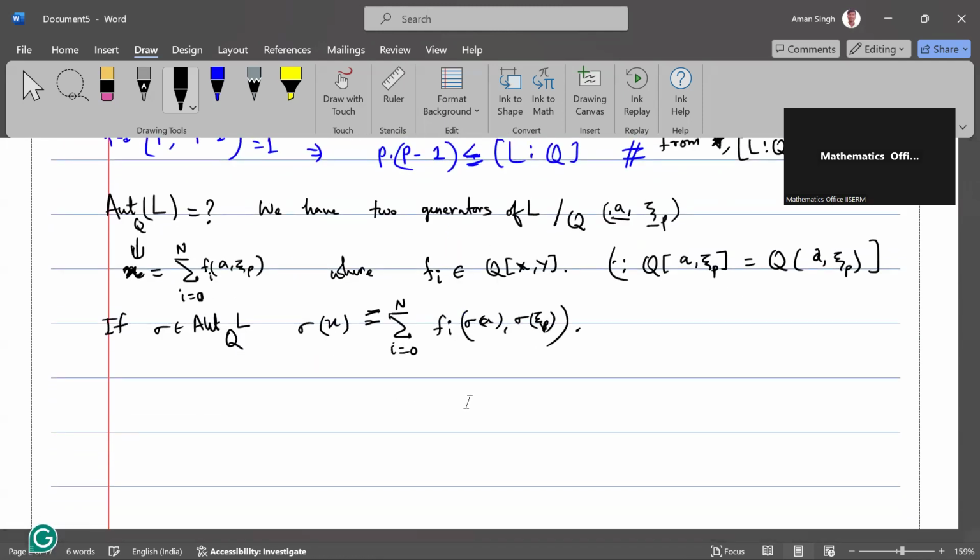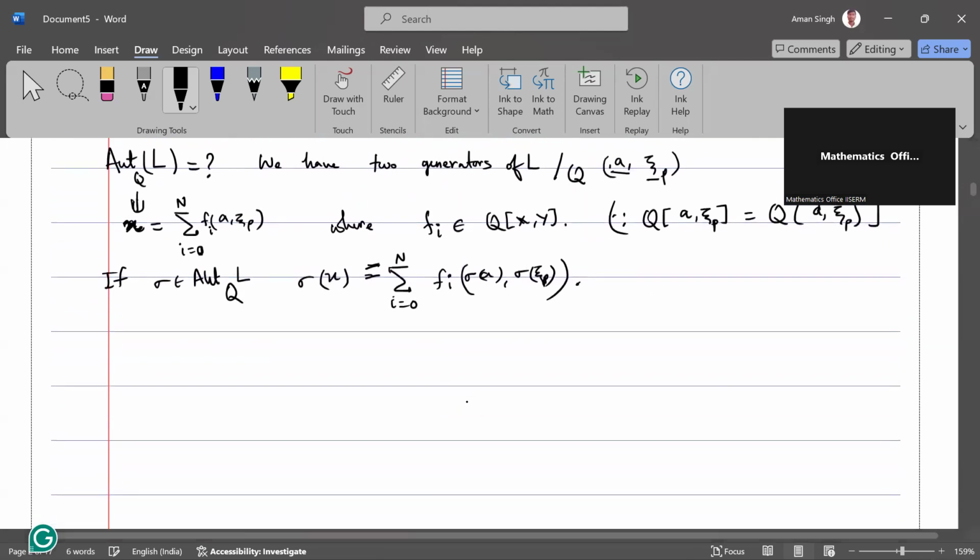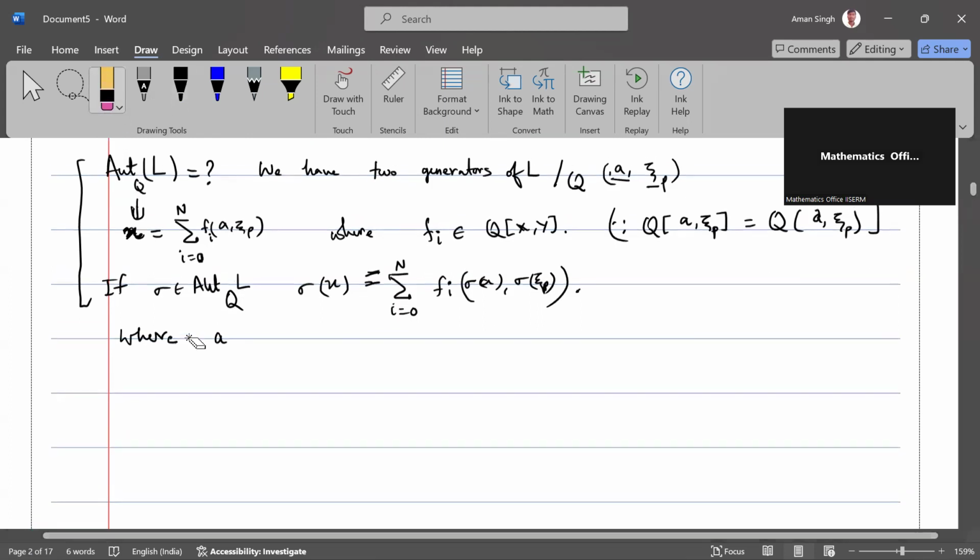So this was a little bit about why generators define the automorphism. We need only to define it on generators. Where can a go? What choices are there for sigma of a?